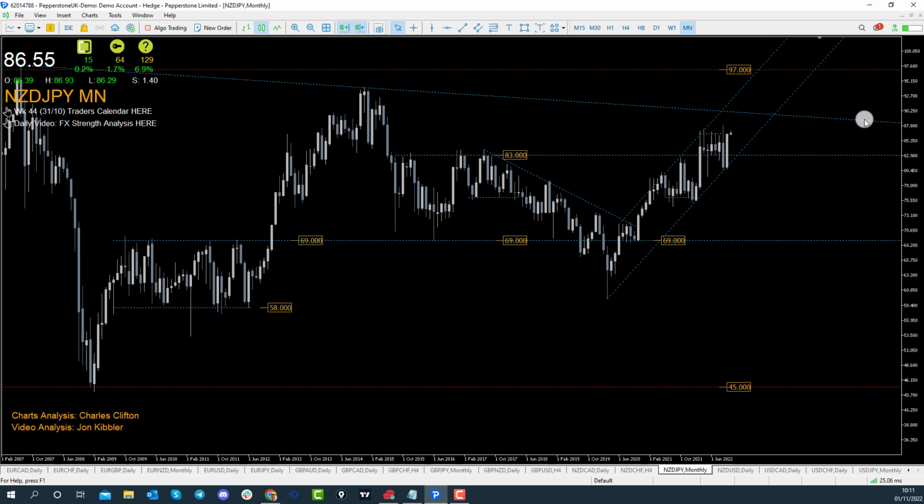The monthly is going to be pretty important in this move because price is working its way within this bullish channel that you can see here. So you can see that we have the anchor point down through here. We have our formation point and we have our first test on the monthly chart.